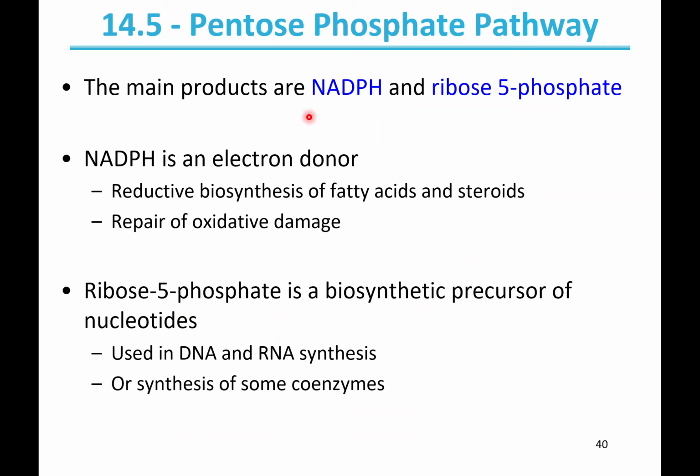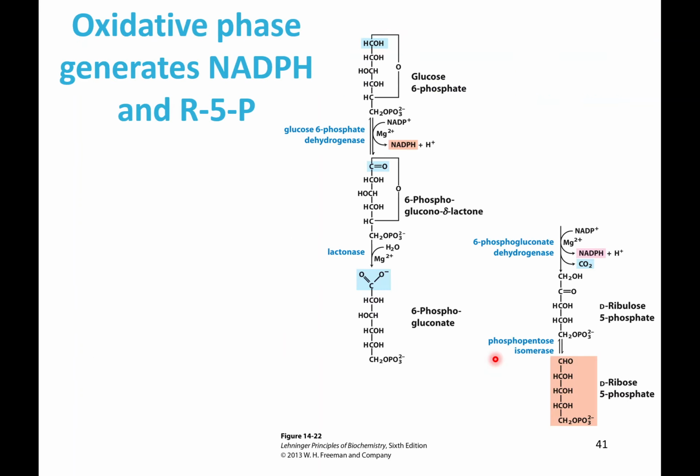So for the pentose phosphate pathway, again, the main products are NADPH and ribose 5-phosphate. That's one of the important things to remember about this pathway. NADPH, as I said, is an electron donor in reductive biosynthesis of fatty acids and steroids. It can also be used through glutathione to repair oxidative damage. And ribose 5-phosphate is a precursor of nucleotides, so DNA, RNA, and some other coenzymes use ribose 5-phosphate as a building block.